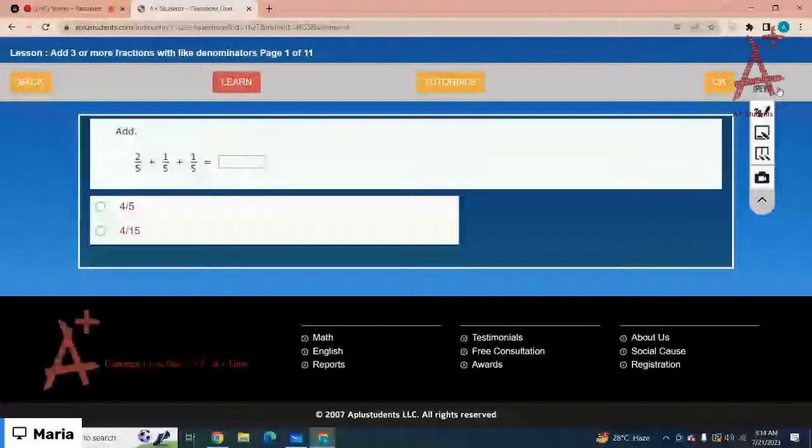Okay, the next one is add 2 by 5 plus 1 by 5 plus 1 by 5. So which is the correct option? They have the same denominators. You have nothing to do with the denominator. Denominator is exactly the same. Just add the numerators. So 2 plus 1 is 3, and 3 plus 1 is 4. So the correct option is 4 over 5. Option number 1 is the correct option. Denominator must be the same. It would be 4 over 5.